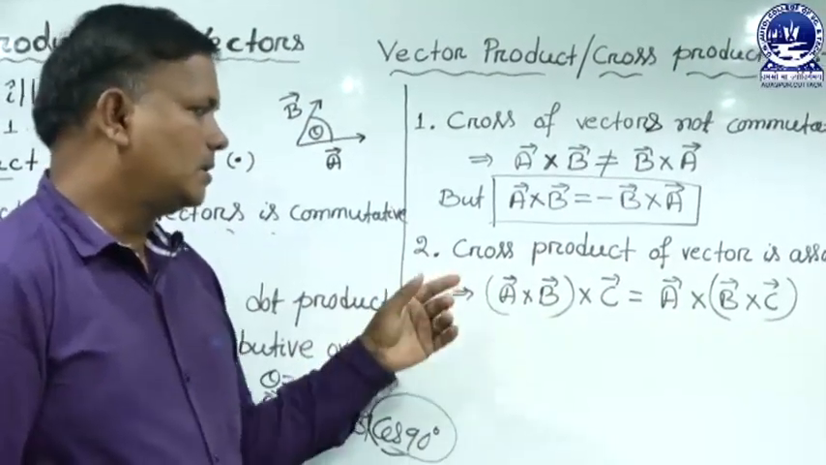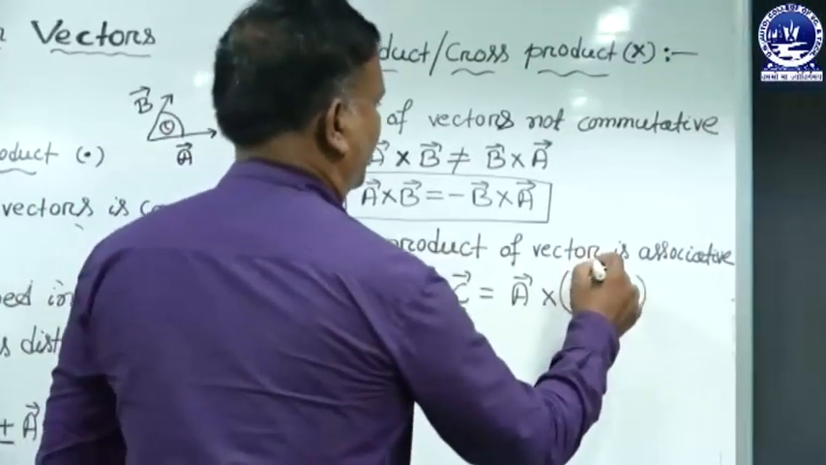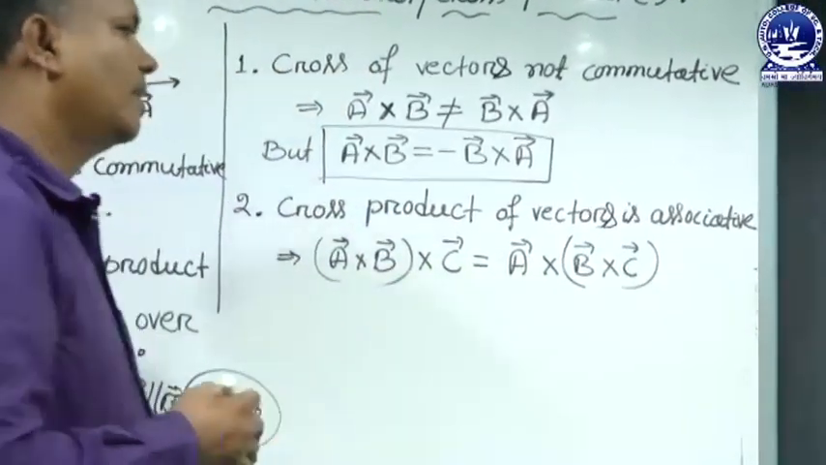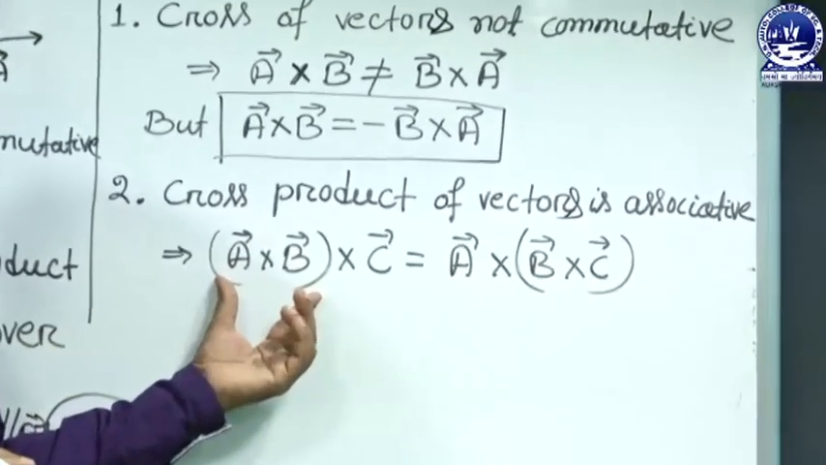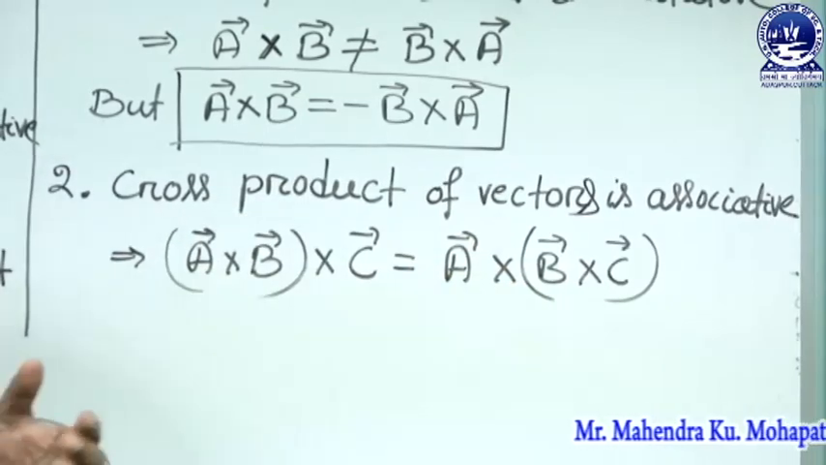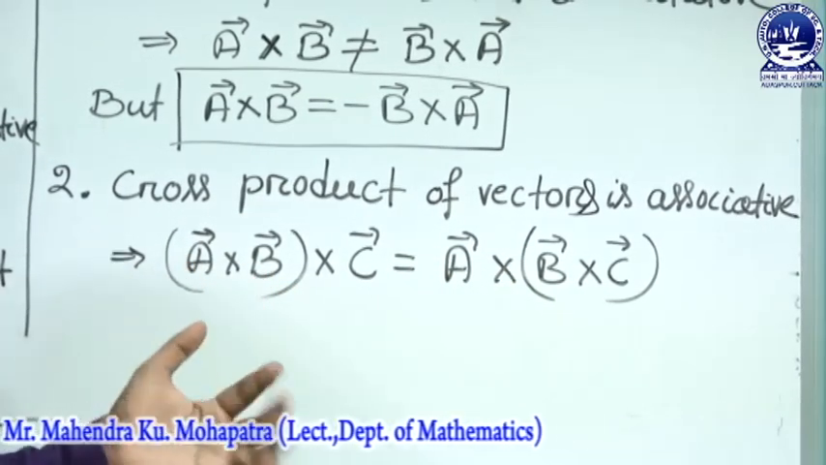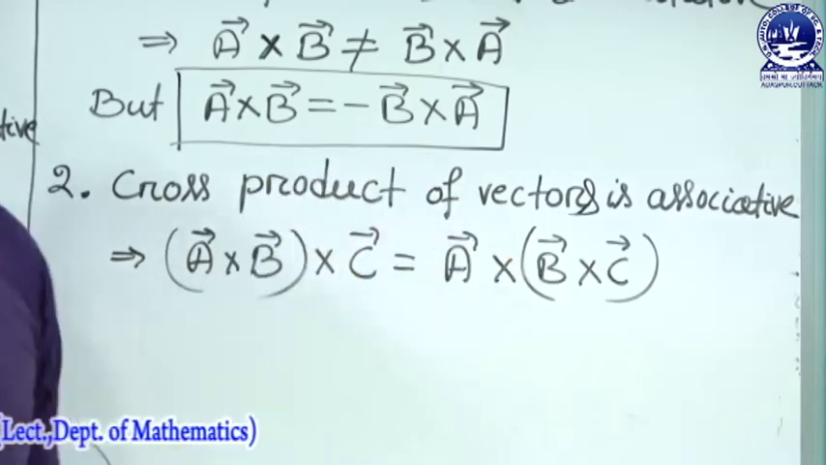The second one is that the cross product of vectors is associative. That means (A cross B) cross C is also equal to A cross (B cross C). That means when we cross product A and B first, then with this C, the result is also the same.